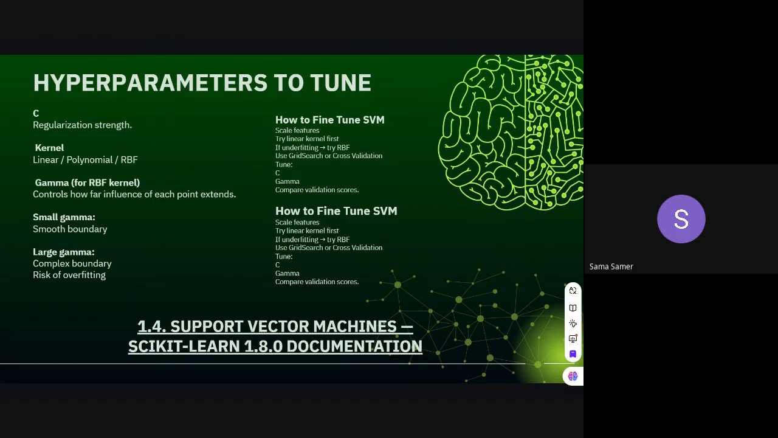So let's now return to our lab. Our lab will be 2 labs in one. The first lab will be on logistic regression, and the second lab will be on SVMs. So let's go.